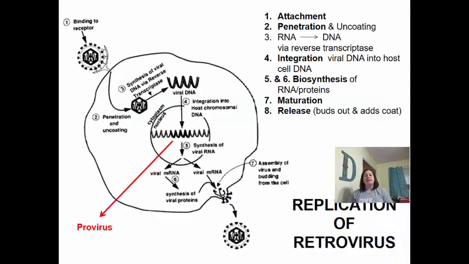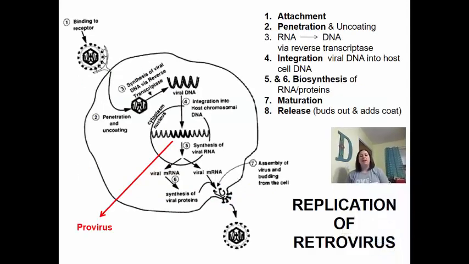Now, some viruses are also a little more complex in the fact that they are what we call retroviruses. Retroviruses are the ones who have the RNA as their nucleic acid. So they have attachment, they have penetration, but then they also have to go through the process of going from RNA to DNA. To do this, they have to use a special enzyme called reverse transcriptase. This allows them to go backwards. Okay, we normally see transcription where we go DNA to RNA, but in this case, we're going backwards.